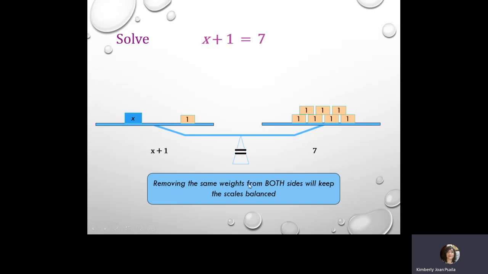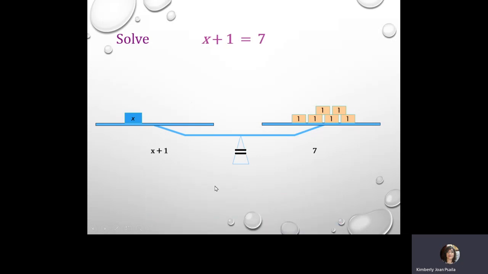So how can we find the value of x? First we have to remove the same weights from both sides, which will keep the scales balanced. So first we have to cancel out this one. We have to remove this one. However, when we remove this one on the left-hand side, we also need to remove one from the right-hand side to keep the scale always balanced, always equal. Let us take one from the left and take one from the right. So what did we do here? How can we write this down? So from the left we have removed one.